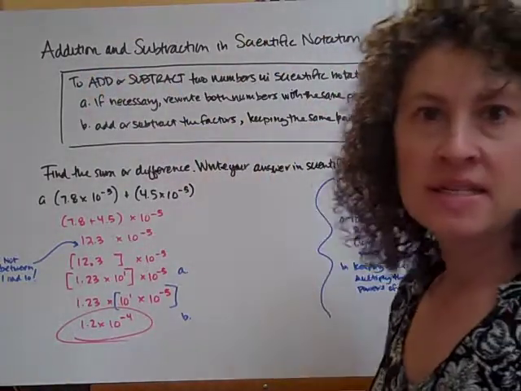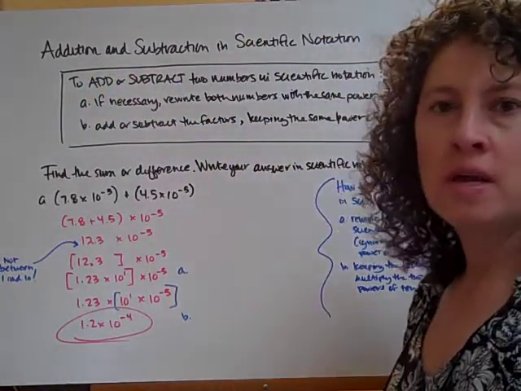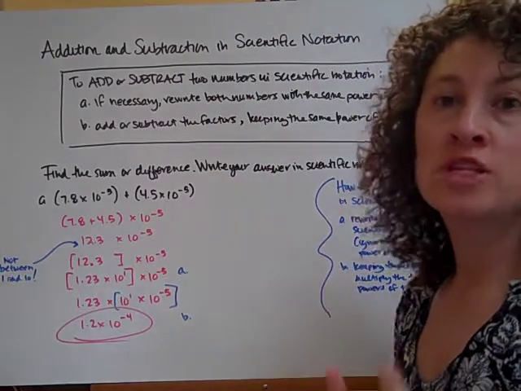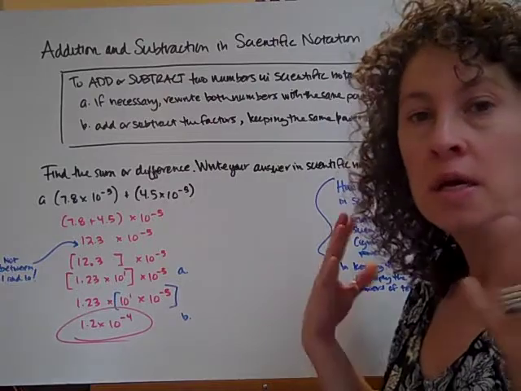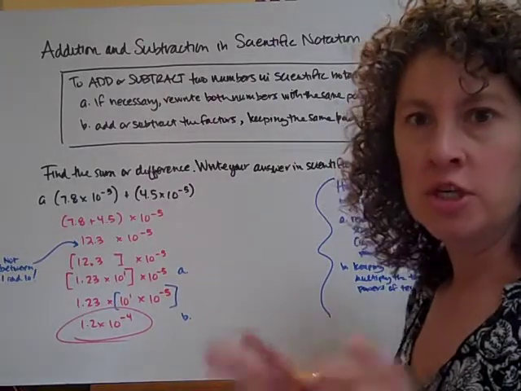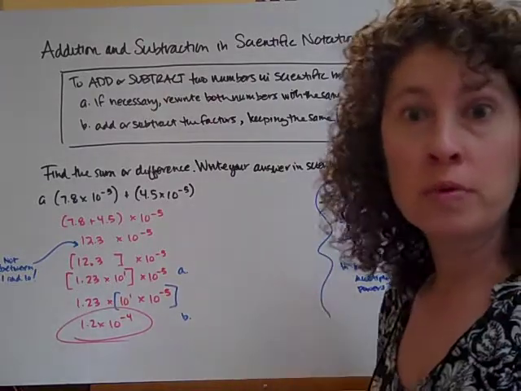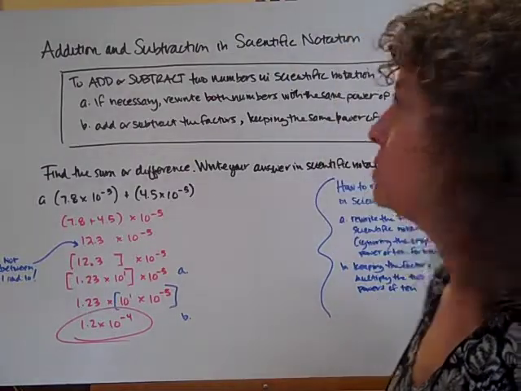And subtracting in scientific notation. So we've looked at numbers in scientific notation and we've changed them to standard form. We've taken standard form and we've changed them to scientific. Now let's work just with scientific notation and perform some operations on them. So we're going to start with adding and subtracting.